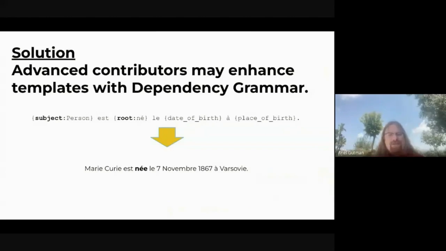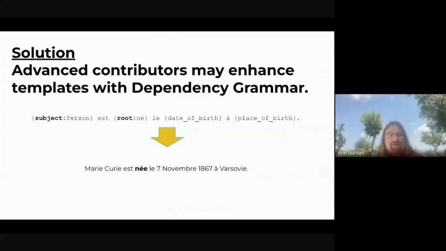Dependency grammar is a linguistic formalism used for describing sentence structure, which can model phenomena such as agreement or case assignment. Our idea is that advanced contributors will be able to correct or enhance simplistic templates with the right annotations in order to get grammatical output, just as seasoned Wikipedians may correct or enhance contributions of occasional contributors.